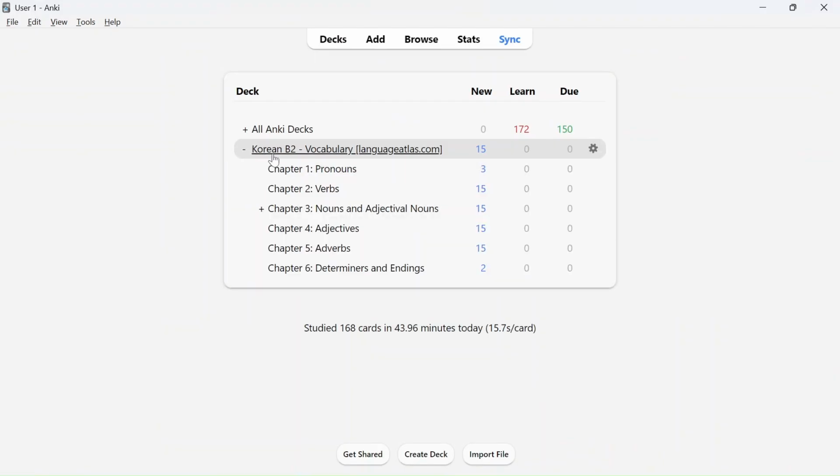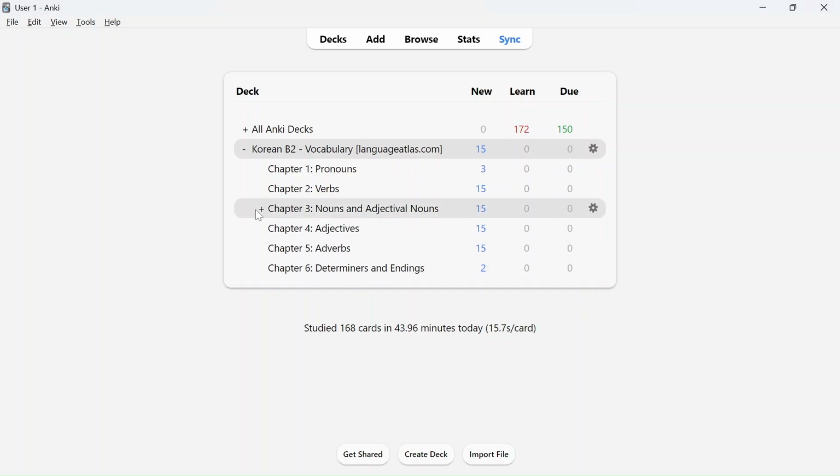Within the overall Korean B2 vocabulary Anki deck, you can see that there are 6 chapters, beginning with chapter 1, pronouns, and then going to chapter 2, verbs, chapter 3, nouns and adjectival nouns, chapter 4, adjectives, chapter 5, adverbs, and chapter 6, determiners and endings.